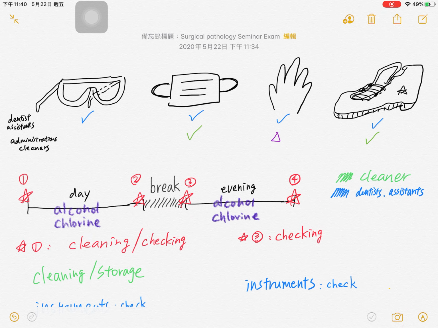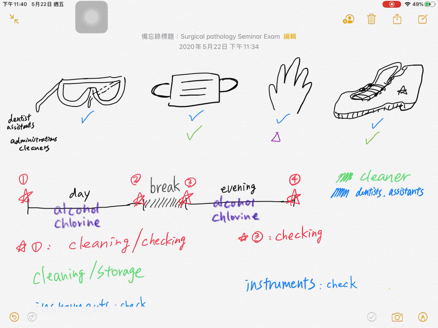Before going into the details about disinfection, sterilization, and cleaning, I want to talk about the standard clothing, which are protective glasses, mask, gloves, and shoes that are required. These 4 things are required for the dentists and assistants. As for the administrators and the cleaners, I will ask them to wear masks and shoes.